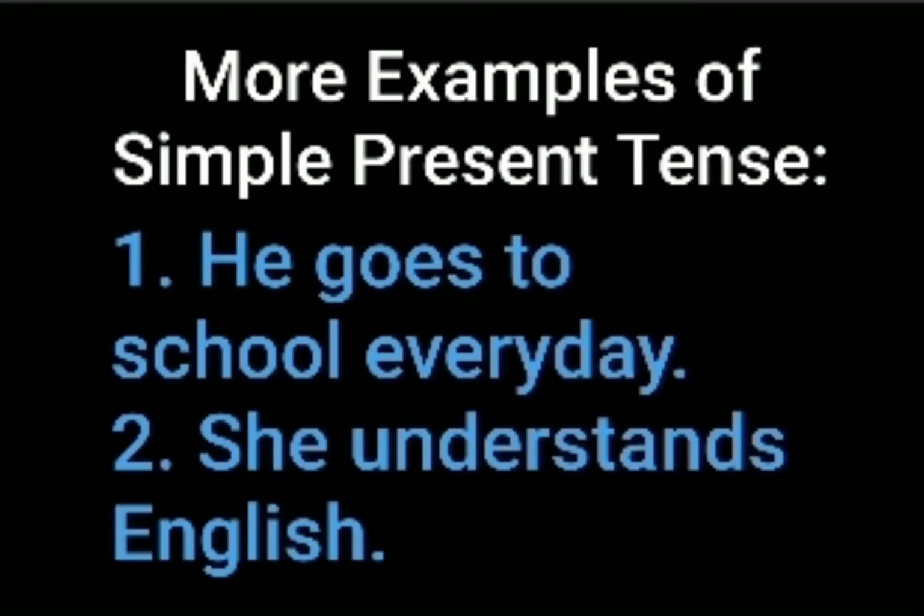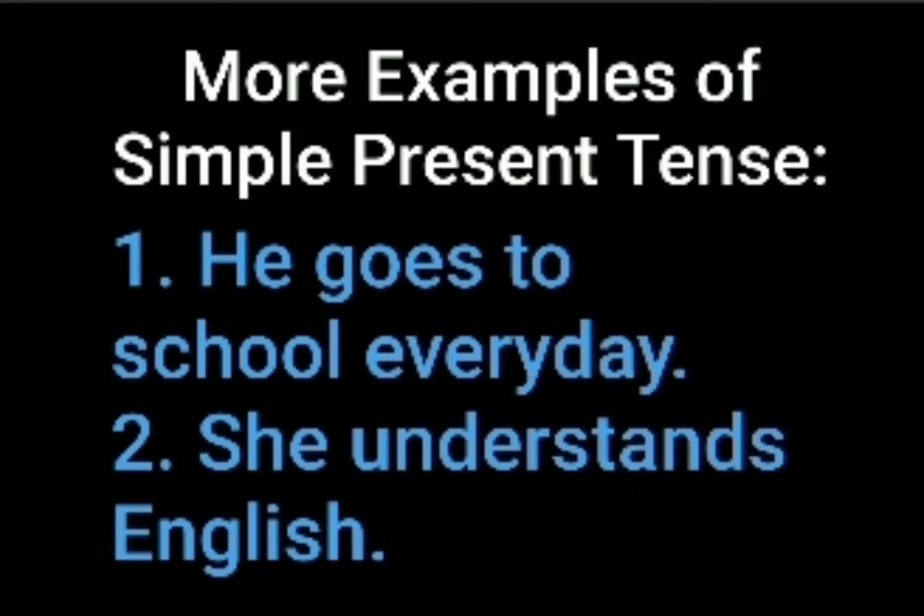I have more examples of simple present tense. Number 1, he goes to school every day. Number 2, she understands English. The verb in number 1 is goes, the singular form of the verb go. Since the subject is he and he is a singular subject, it agrees with the singular form of the verb. That's why go becomes goes.